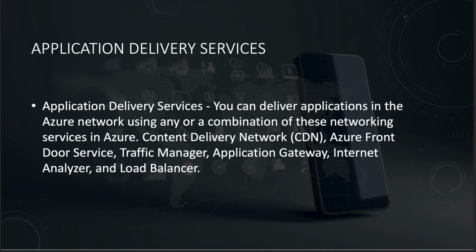If you have a dynamically generated website like WordPress, that will come back. And that content delivery network will always route you back to your home server to go ahead and get that information from you. As your front door service, traffic managers, application gateways, internet analyzers, and load balancers, these are all ways that you make sure you can get your product to the consumer as fast and as cleanly as humanly possible.